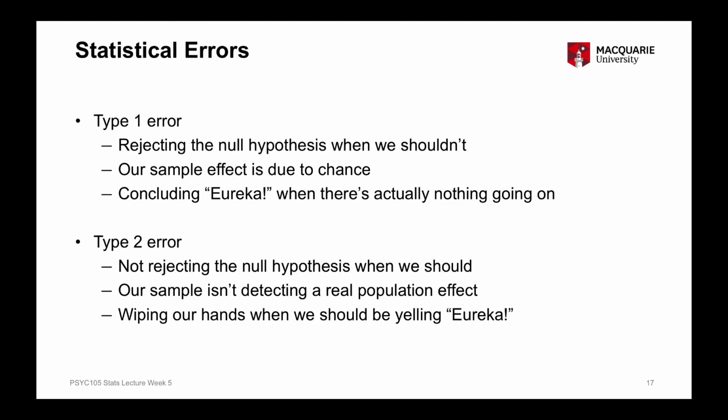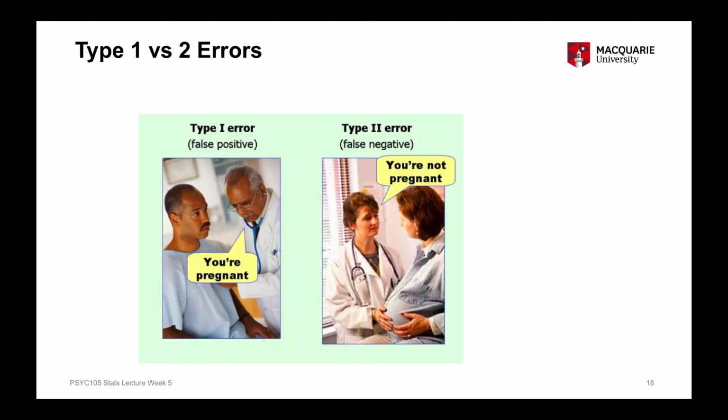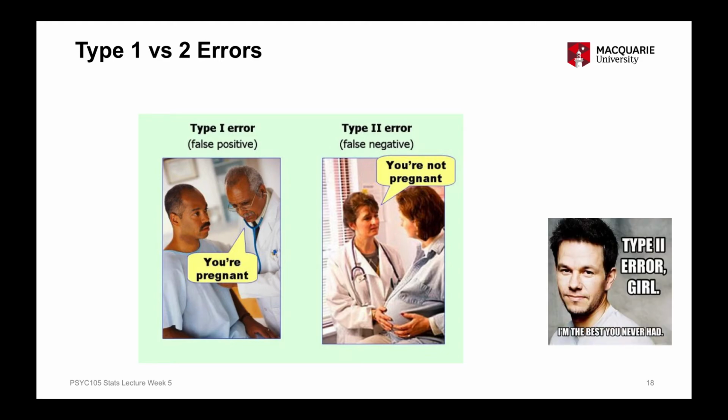So these are two different kinds of mistakes that we can make. The problem is that we never actually know if we've made one or the other of these types of errors. We never actually know in any one particular study if we've made a type 1 error or a type 2 error. And the difficulty with that is essentially inherent to the process of doing inferential statistical testing.